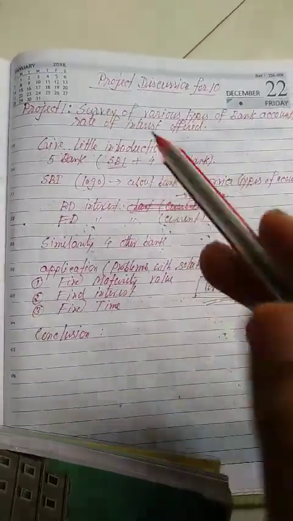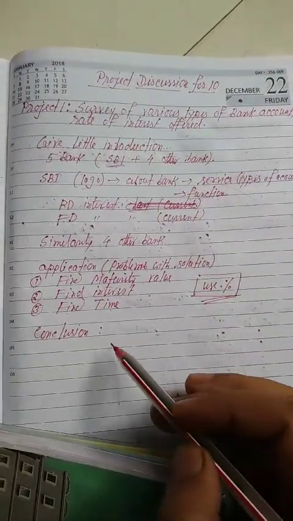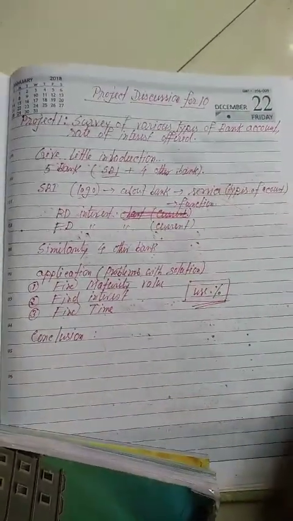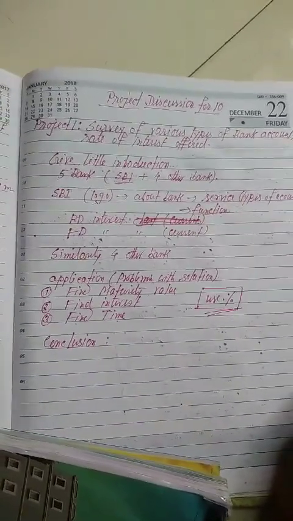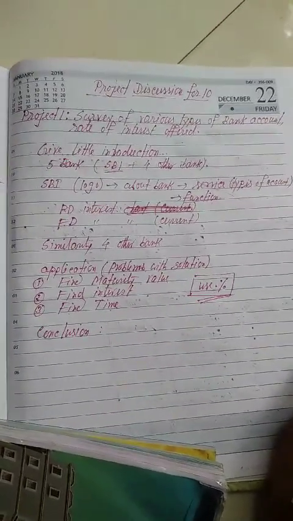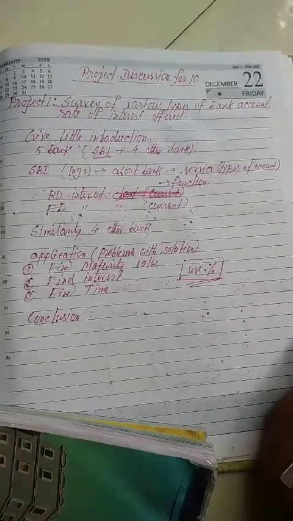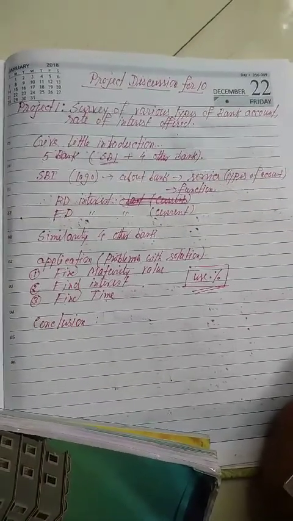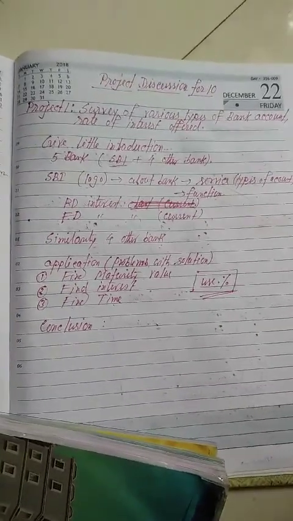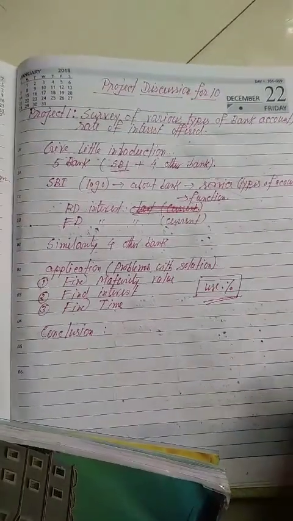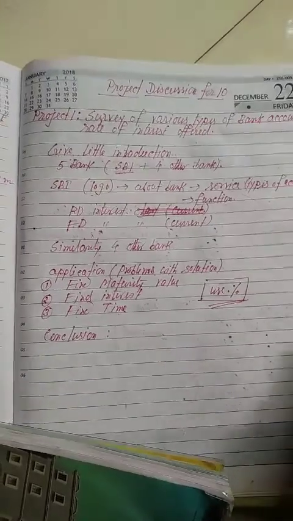So after completing the first project, you have to write the conclusion, meaning after doing the project, what you have learned, what you have got, what type of knowledge you got from the project, or what is the advantage of doing this project. These things you have to include in the conclusion section. That is project 1.